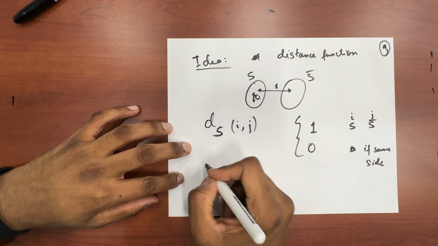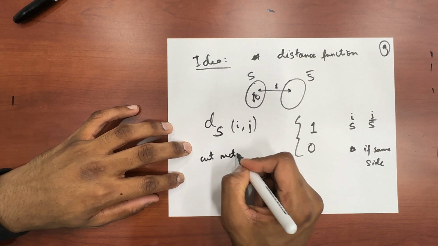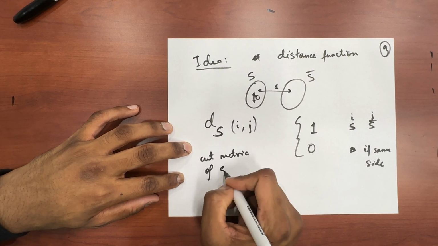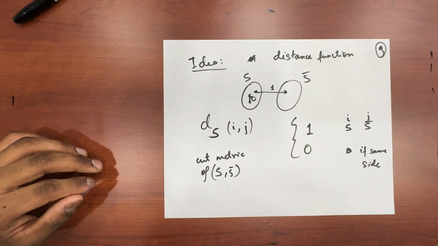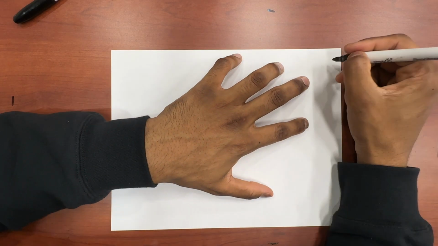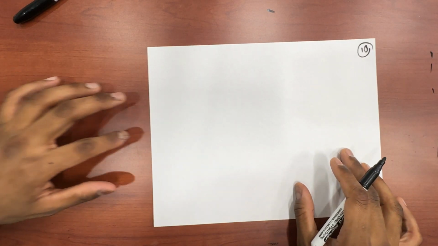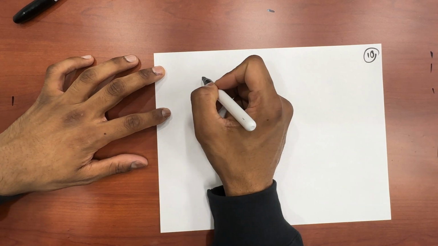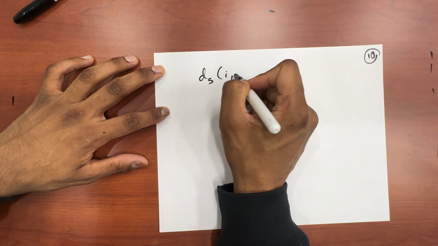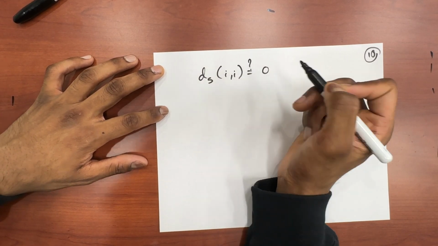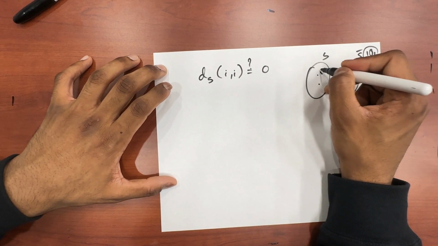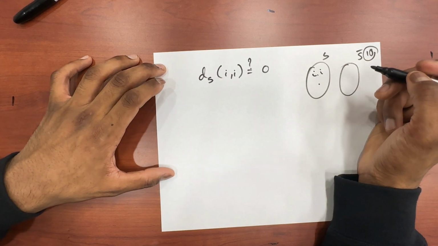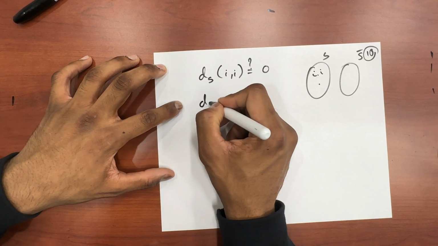Now what this is called is a cut metric. Cut metric of S, of S bar. Now why is it called a cut metric? Whenever there is a metric, the mathematicians are excited. Why did you call it a metric? Does it satisfy metric properties? Let's verify. d_S(i, i) is 0. Is it? If it's on the same side, we define it to be 0, and i and i are on the same side always. So d_S(i, i) is 0.